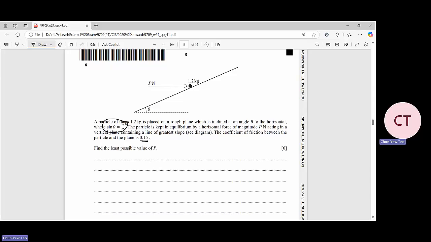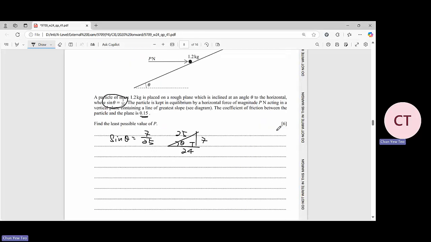First of all, we have sine theta equal to 7/25. I will draw a small triangle here. This is a 7, this is a 25. Pythagoras' theorem tells you that this is a 24. So we will make use of this.